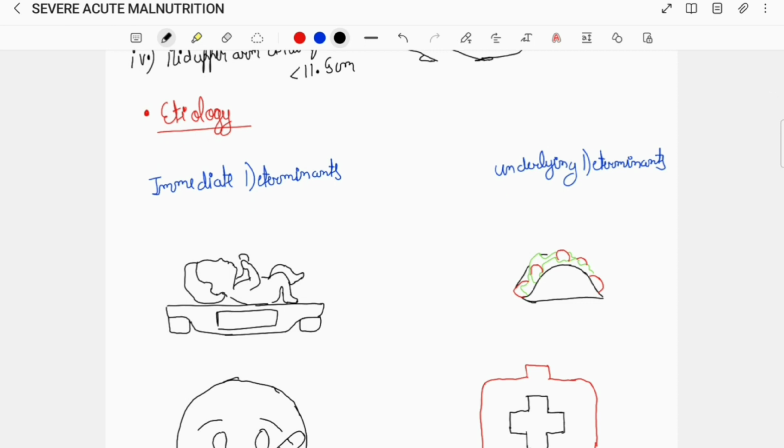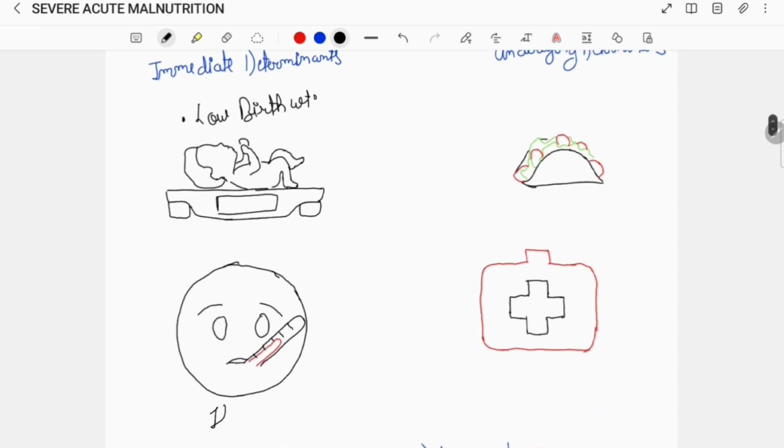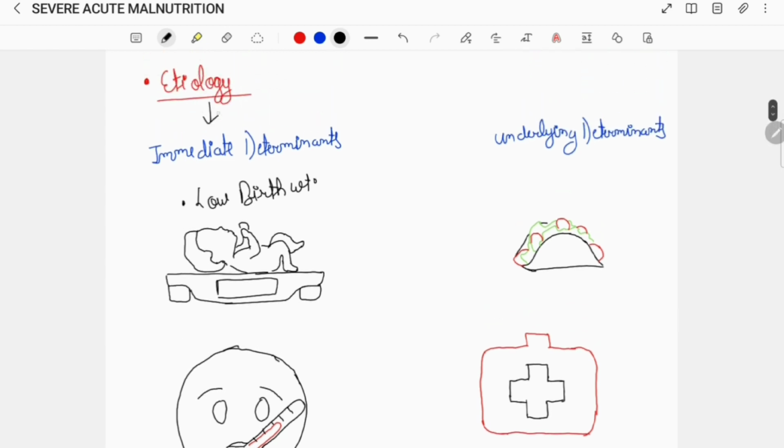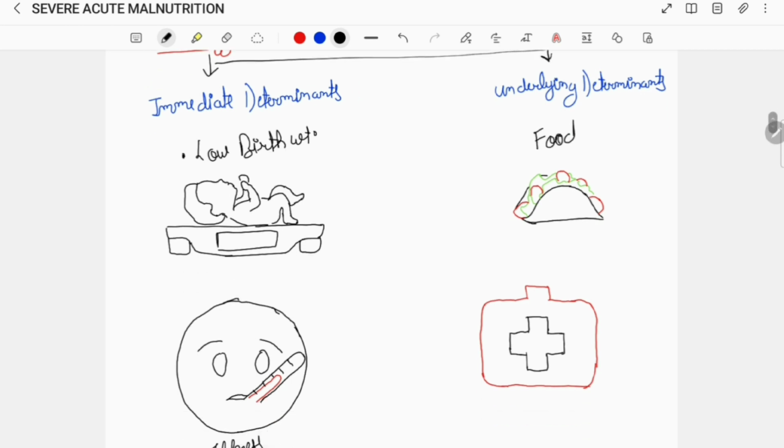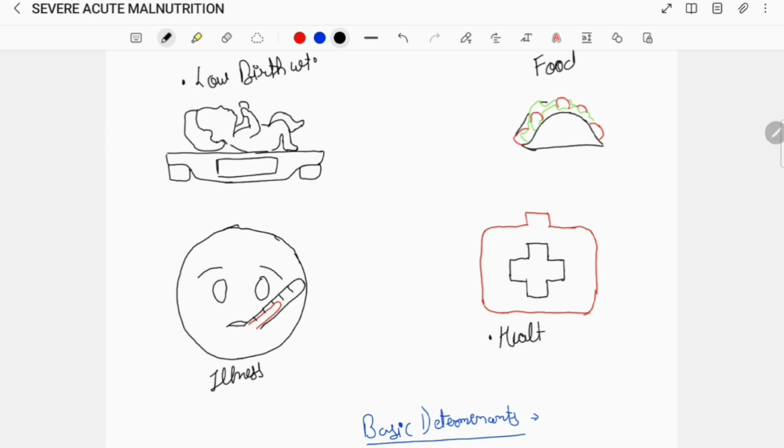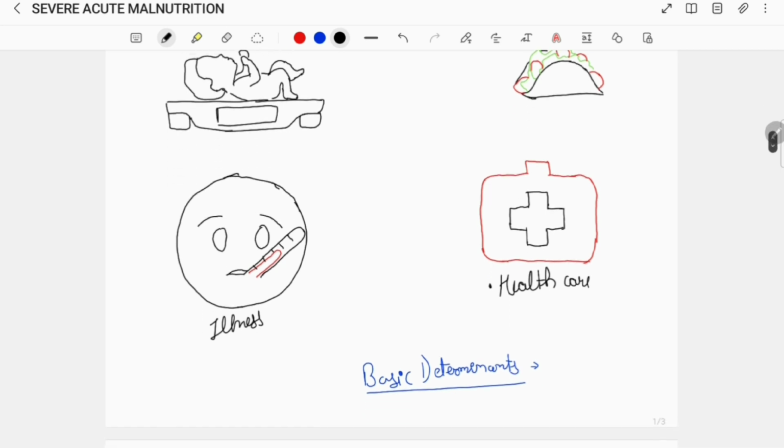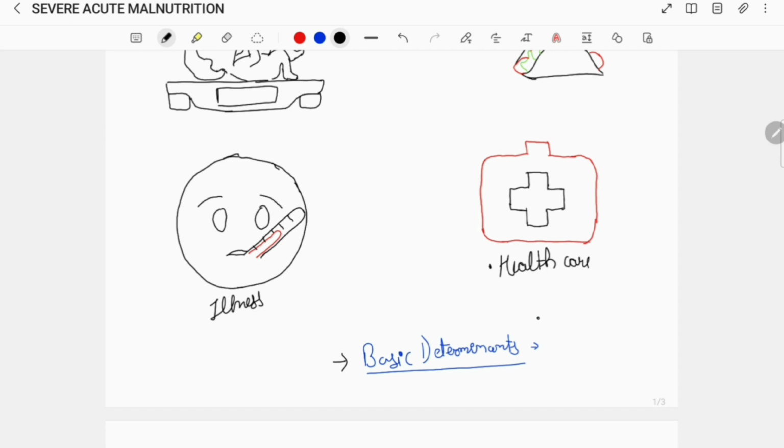The etiology can be divided into various headings. First, what we have are the immediate determinants, which include a child having low birth weight, or the child suffering from any illness. Second, what we have are the underlying determinants, which involve the food that the child eats and the basic health care that the child gets. Also, there are some basic determinants, which include the education level of the family, and also the socio-economic status of the family.